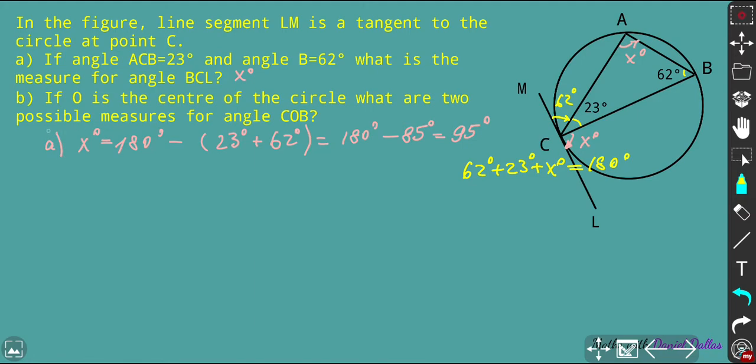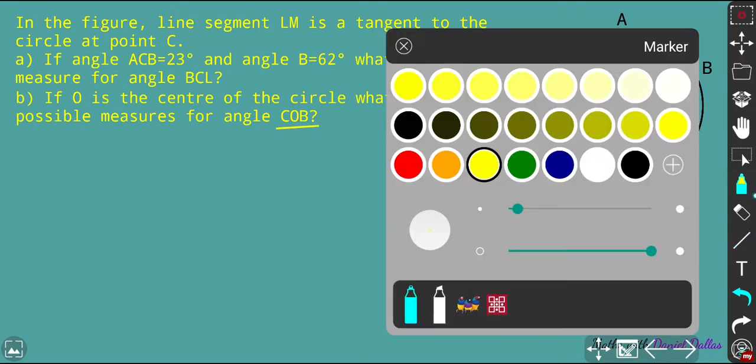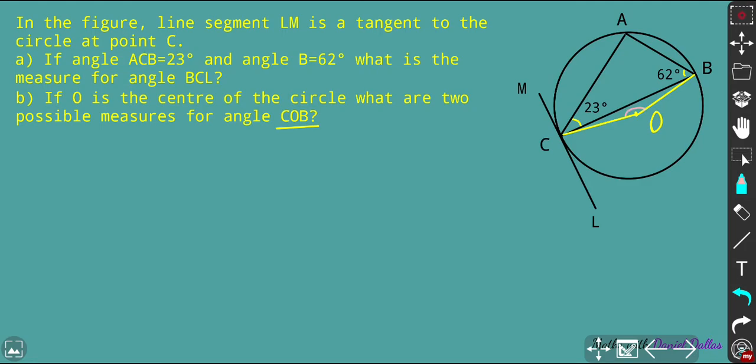Alright, so question B: if O is the center of the circle, we need to find two possible measures for angle COB. I just moved to the next slide for simplicity, and let's put point O. Because this diagram is not to scale, you might put the point over there or within the triangle. For example, let's put this point here as the center, and connect it to form the central angle, which in our case is the target angle COB. I used pink to denote that this angle is the central angle that we need to find. I mark this angle as Y degrees.